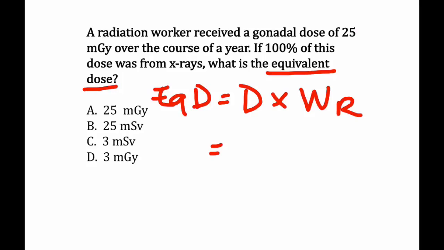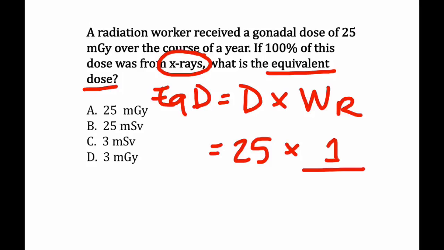Our absorbed dose is provided as 25 milligray, but what about our radiation weighting factor? Our radiation weighting factor depends entirely on the type of radiation that is exposing the person. In this case, it's X-rays. If we look this up in a table, we'll find that X-rays have a radiation weighting factor of 1. So this one's pretty simple. We simply take 25 times 1, and it equals, of course, 25.